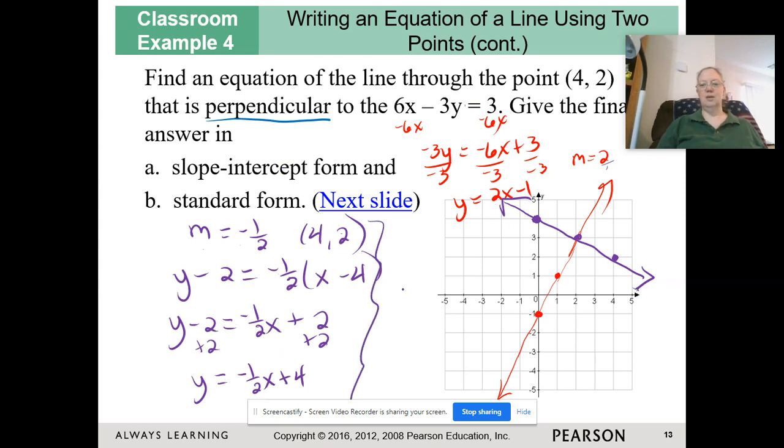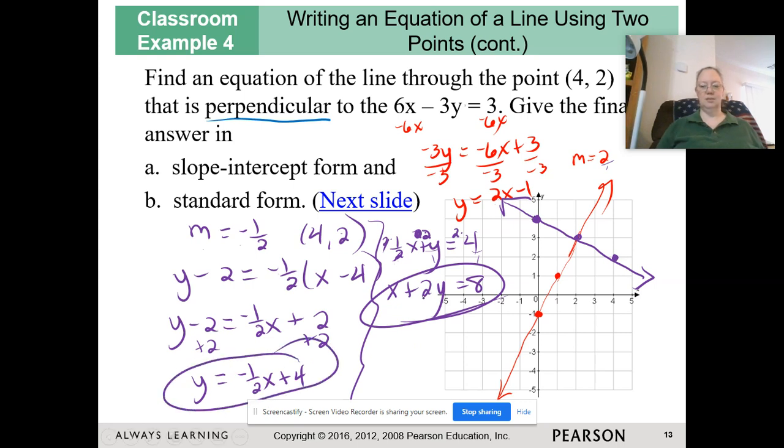And now we need it in standard form. So I'm going to add 1/2 x to both sides, and 1/2 x plus y is equal to 4. My x is positive, so I don't need to worry about that, but I do have a fraction. So I'm going to multiply by the least common multiple, which is 2, and cancel. x plus 2y is equal to 8. So here is slope-intercept, and there's standard.